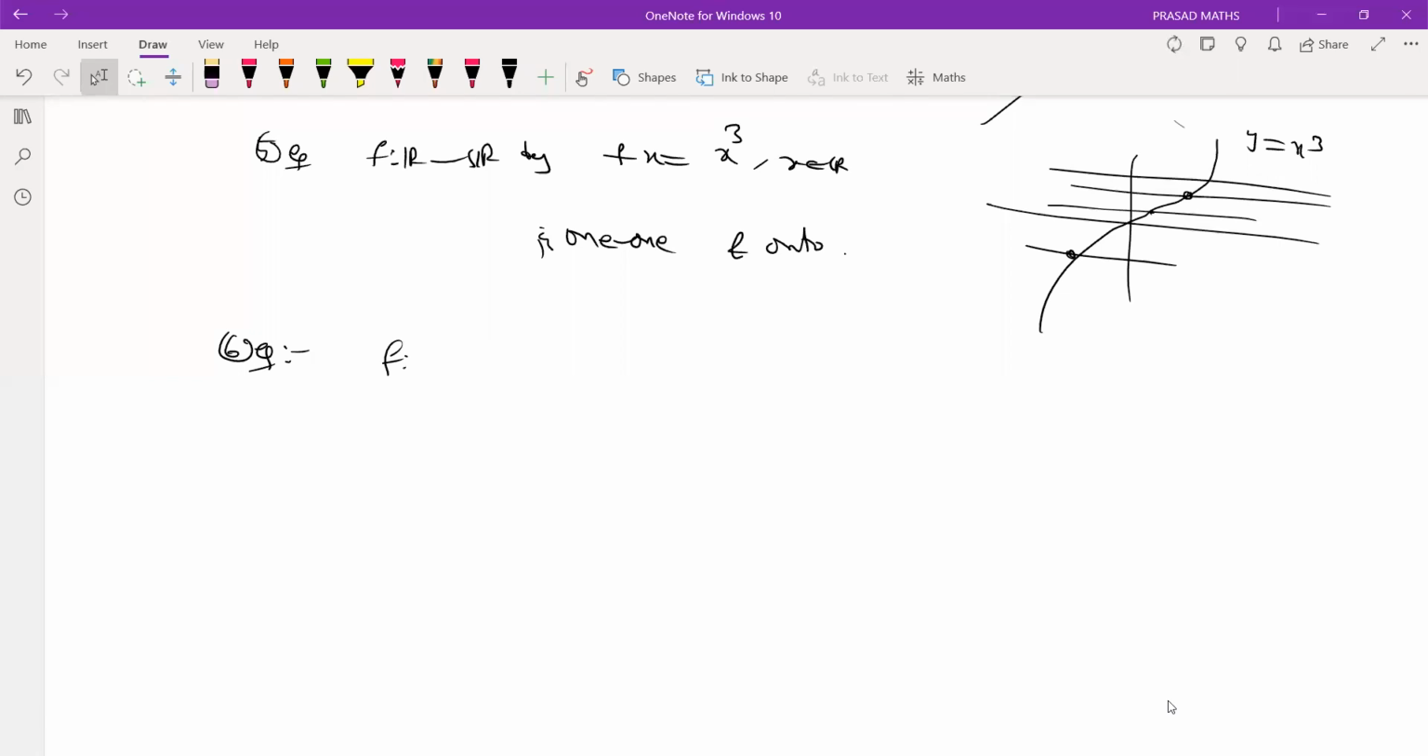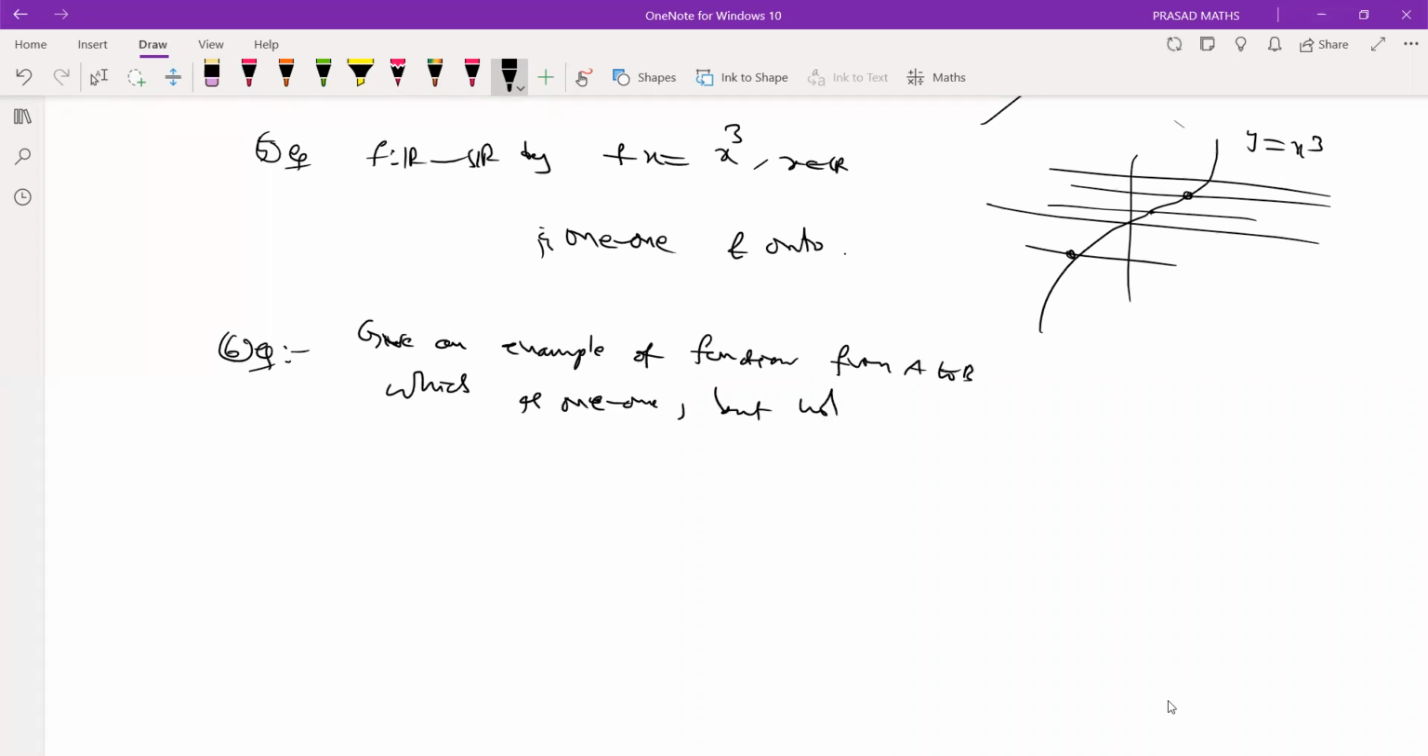So can you give me an onto function which is not a one-to-one function? Give an example. F from R to the closed interval 0 to infinity, a function from A to B, which is onto, but not one-to-one. Same function. The codomain is the closed interval 0 to infinity, sir. Yeah, same function.